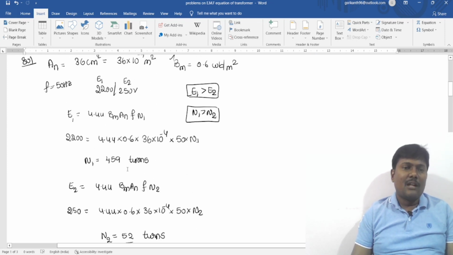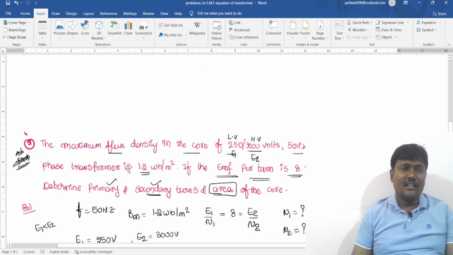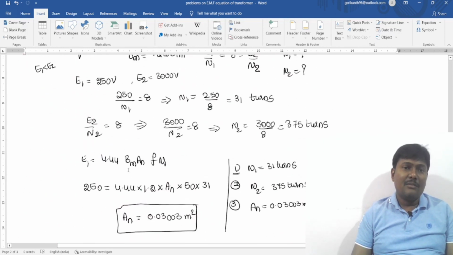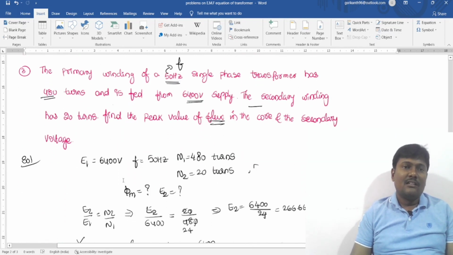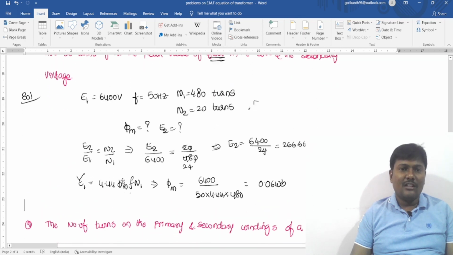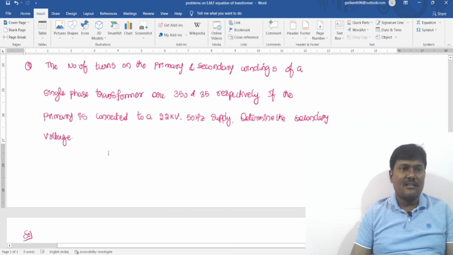If you observe problem to problem, the first problem is directly asking the number of turns on the primary and secondary by giving the primary induced EMF and secondary induced EMF. In the second problem, the EMF per turn is given, and then find the number of turns on primary and secondary and the net cross sectional area of the core. And coming to the third problem, it's very simple: by using the transformation ratio you should calculate the secondary induced EMF, then after that calculate the maximum flux density.